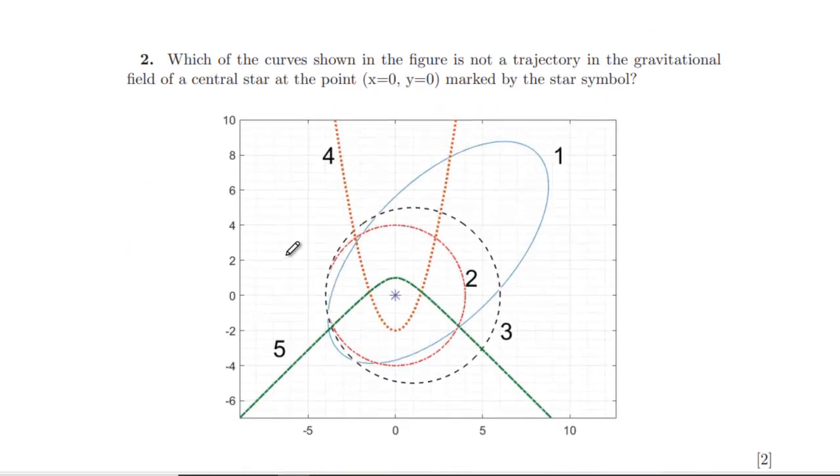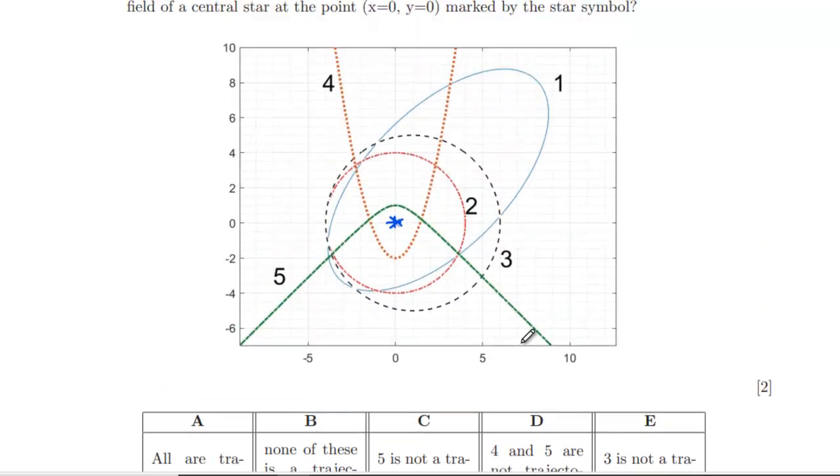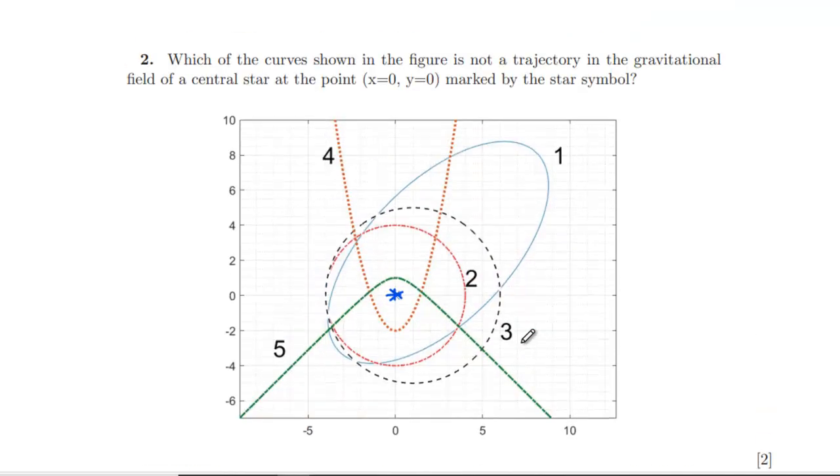Question 2: which of the curves shown in the figure is not a trajectory in the gravitational field of a central star at 0, 0, marked by the star symbol? All right, they put a star here. So which one of these, or more than one? They've got more than one in our options? So all of them, none of them, just 5, 4 and 5, or just 3? Right, so we've got various options.